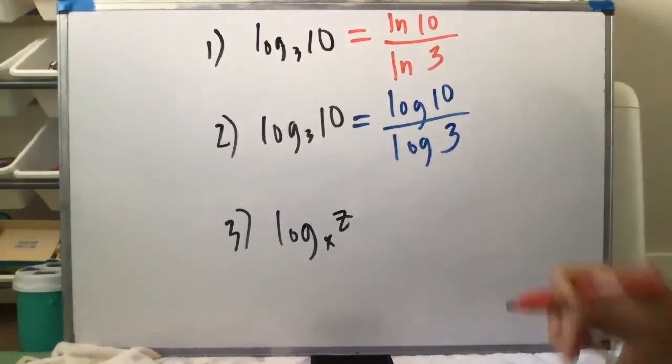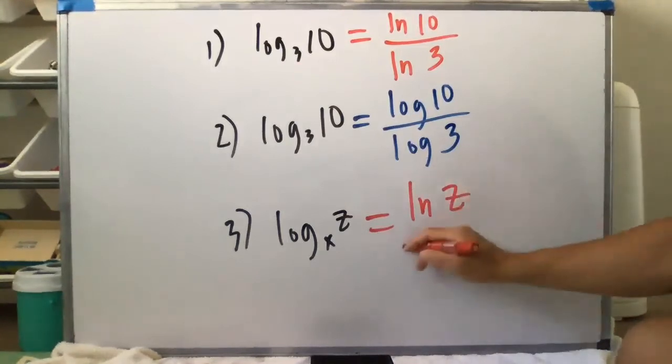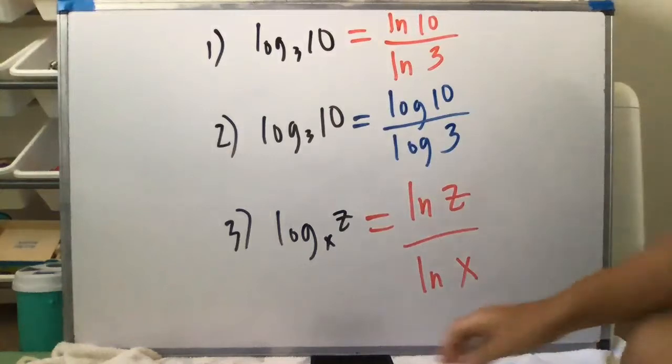Okay, number 3 now. We're writing this in terms of ln. That's ln of the top number z over ln of the bottom number x. That's it, done. So those are the first 3.